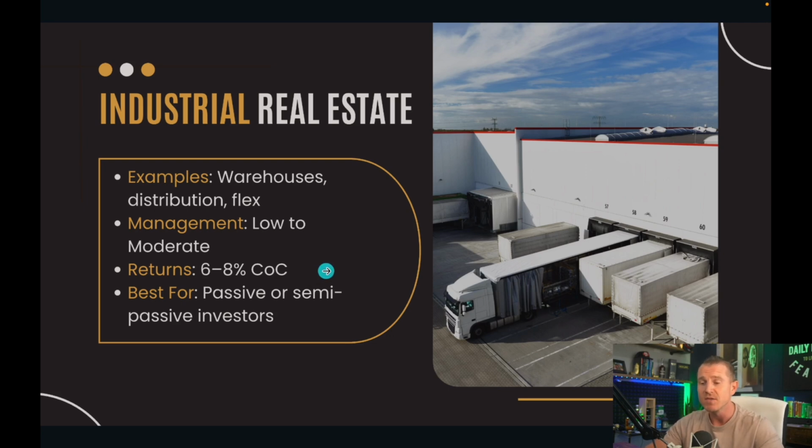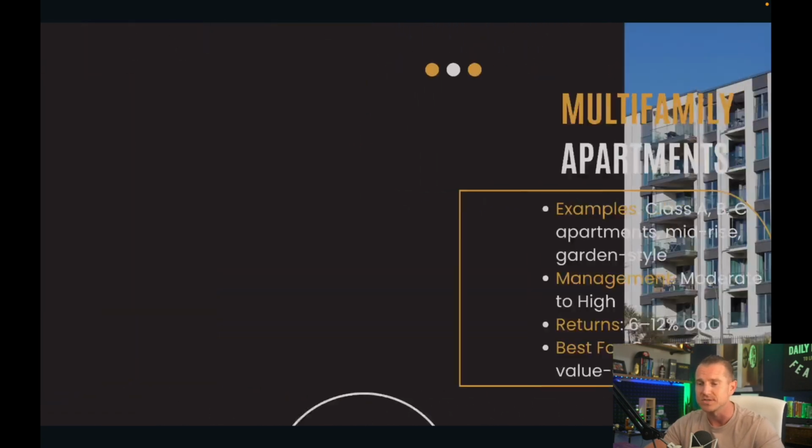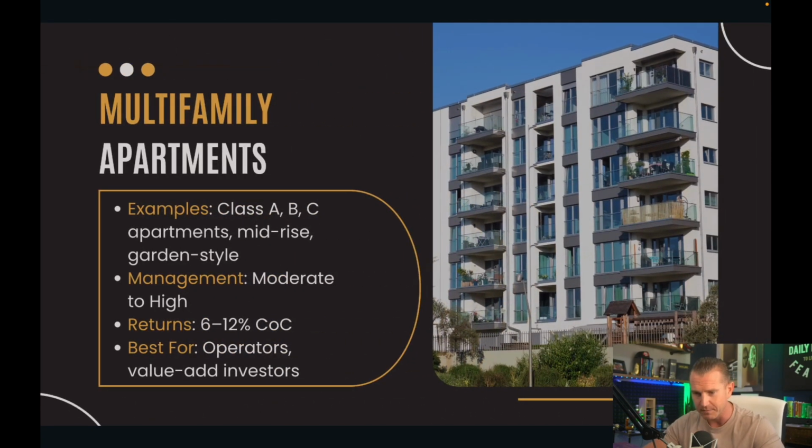And this is going to be good for passive or semi-passive investors. A lot of people love industrial right now. And obviously with where e-commerce is at, the internet, and the evolution of consumerism, industrial is not going to be going away anytime soon. We've got multifamily apartments.